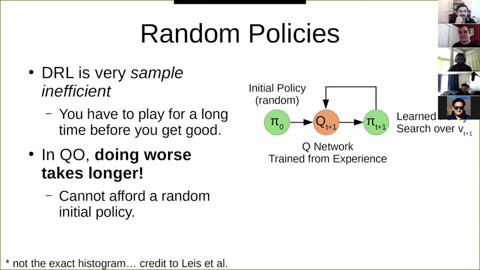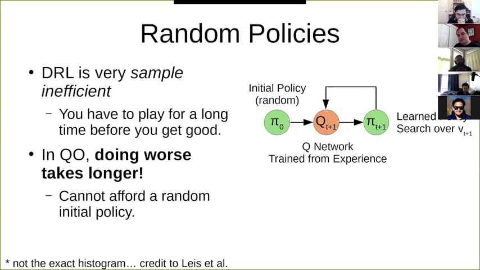Right. So a problem which that question hints at is that deep reinforcement learning is very sample inefficient. Sample inefficient means that you have to play the game for a really, really long time before you get good at playing the game. So in traditional value iteration, you start out with an initial random policy. You start out playing just totally randomly, right? And then you start learning your Q network from that.